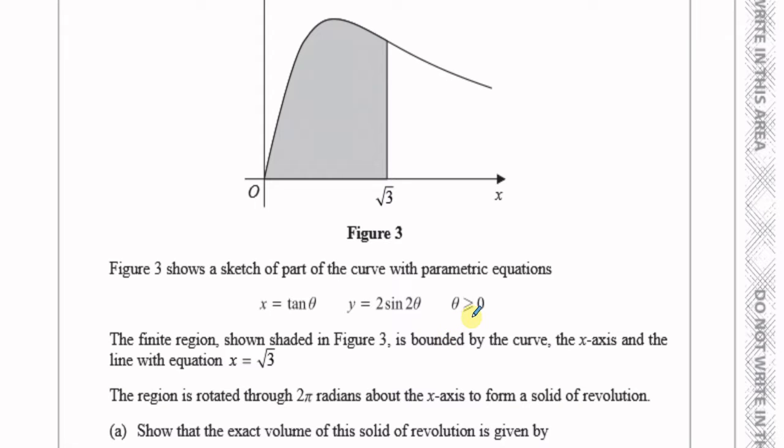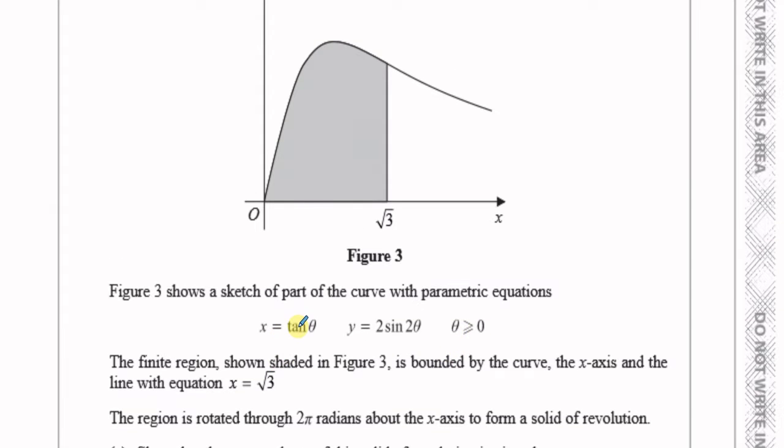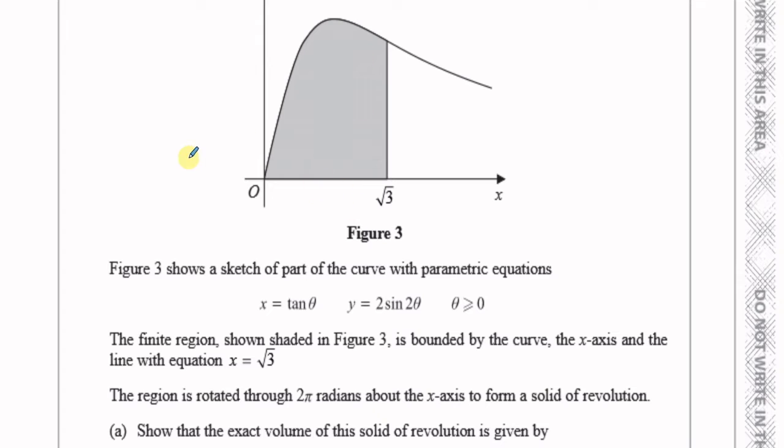We're told that theta is greater than or equal to 0. It says the finite region shown shaded in figure 3, which is between 0 and x equals √3, and the curve. It's bounded between the curve, the x-axis, and the line x equals √3. The region is rotated through 2 pi about the x-axis to form a solid of revolution.